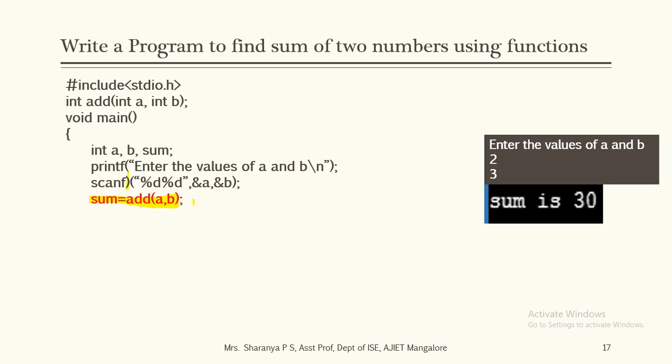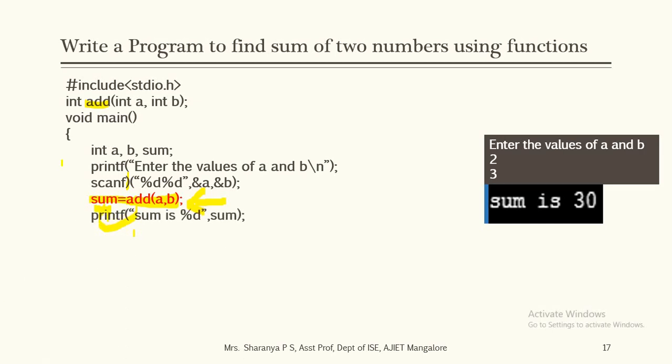So, now our task is to call the function which is responsible to perform that operation. That is, what is the function that we have written? Add. And what are the parameters it uses? A and B. Whatever the result after computation of addition of A and B, it needs to be stored back in the variable sum. That is, the value returned by this function will be stored in the variable sum.